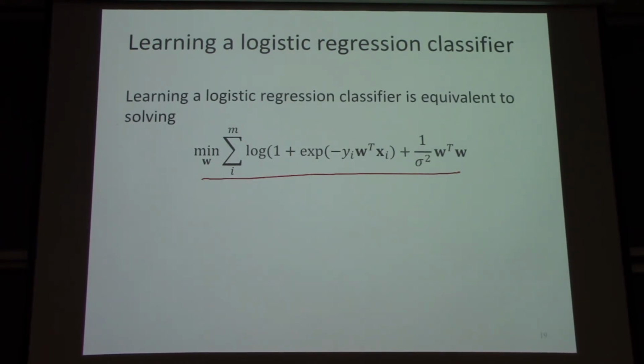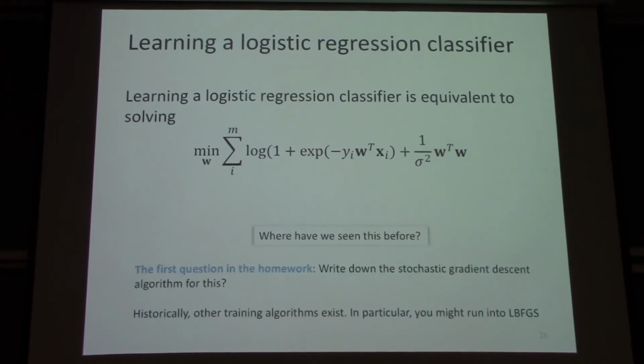And this must look awfully familiar, if for no reason, at least because it's in the homework. But more importantly, this is so similar to the SVM objective that we saw. It's similar in form. There is a summation of some quantity over the data set plus a norm over the weight vector. We've seen this before, and in fact the first question for the homework says write down the stochastic gradient descent algorithm for this. There are other ways of solving this optimization.